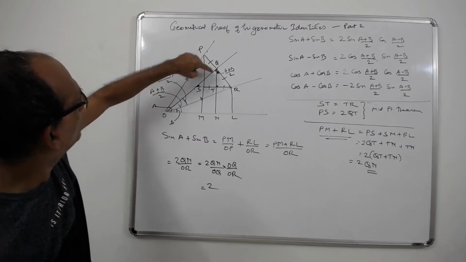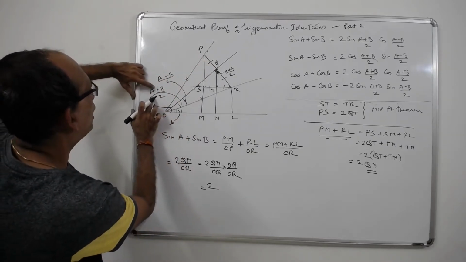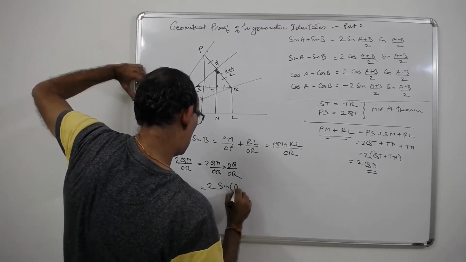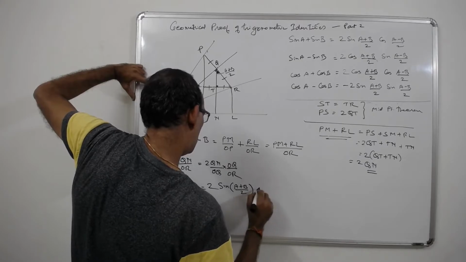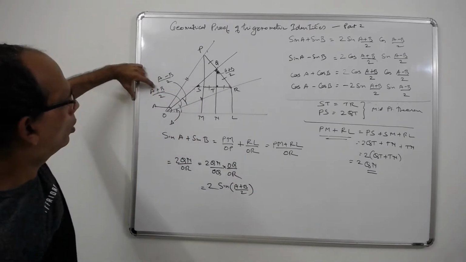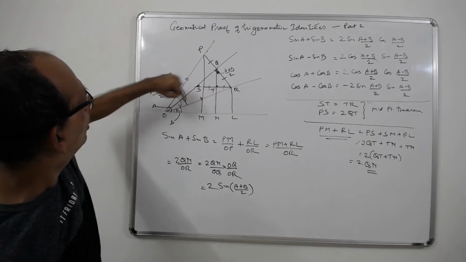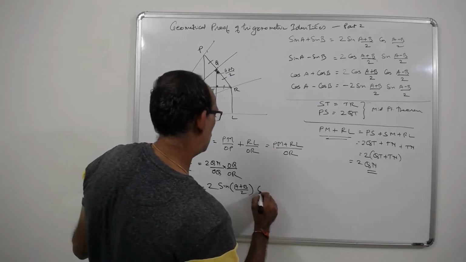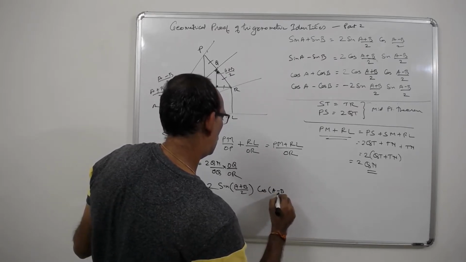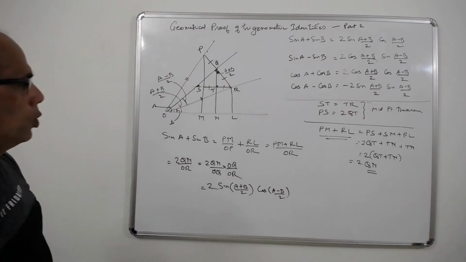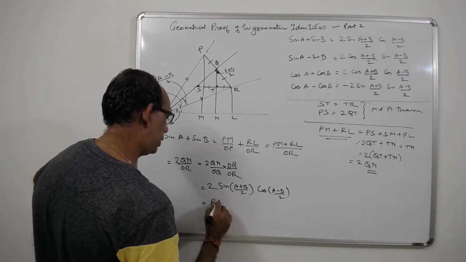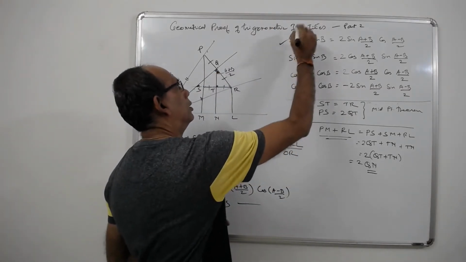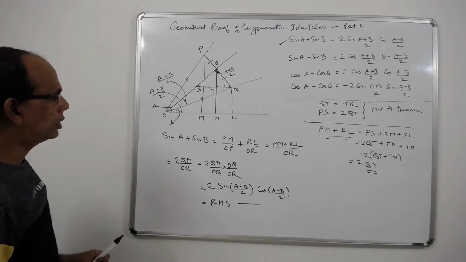QN upon OQ is nothing but sin of (A+B)/2, right? OQ upon OR, in this right angle triangle, this is the hypotenuse. So OQ upon OR is cos of (A-B)/2. Check it, you will understand. So we have matched the RHS of the first identity derivative. So we have done this. Okay, let's go for the next.